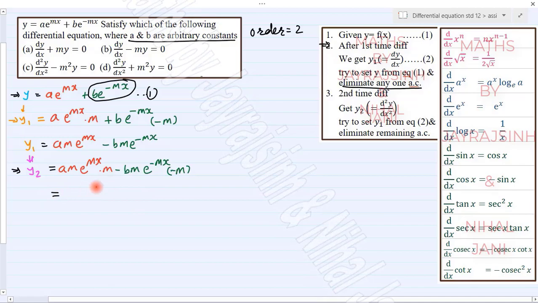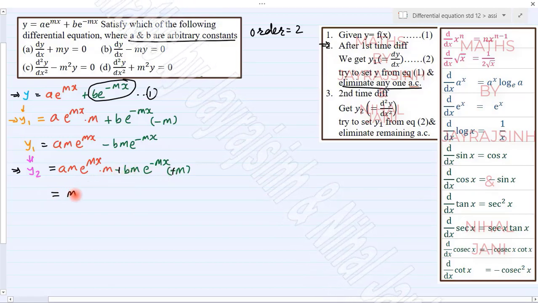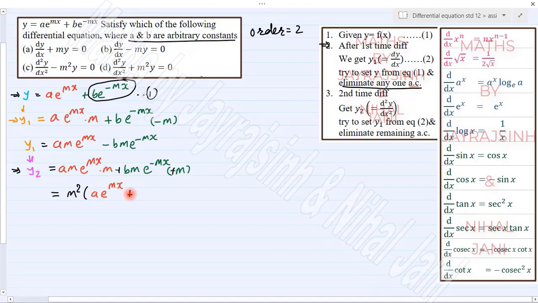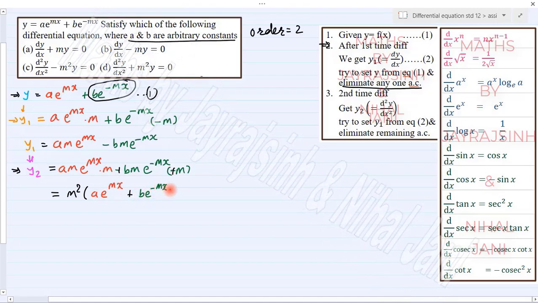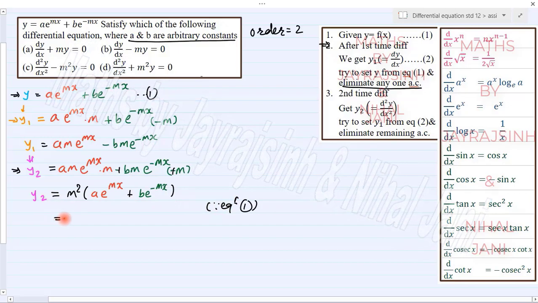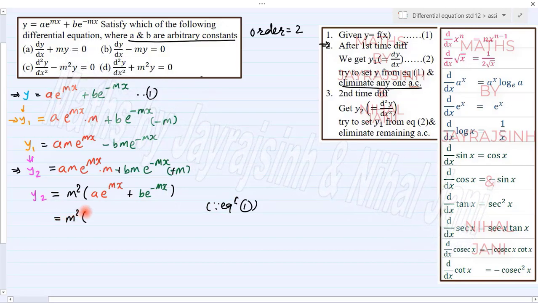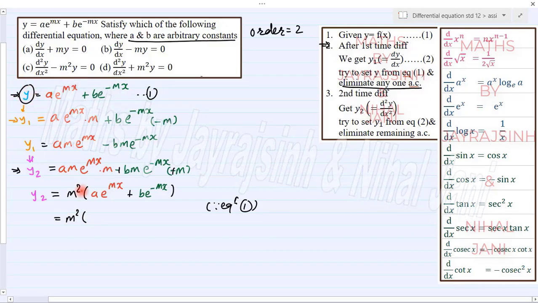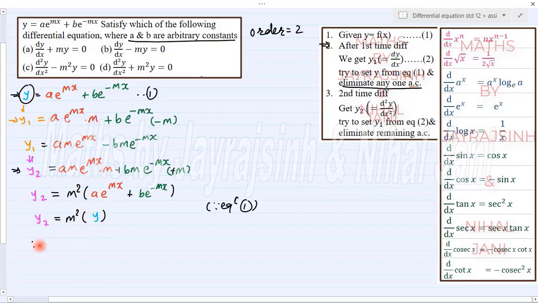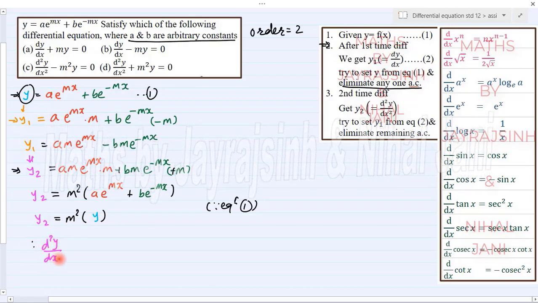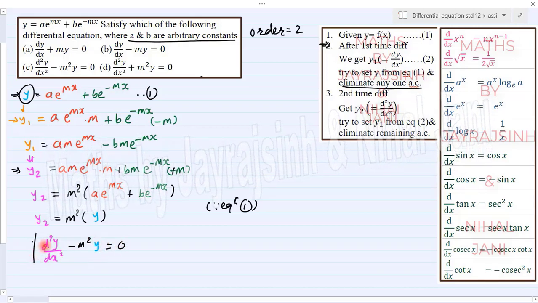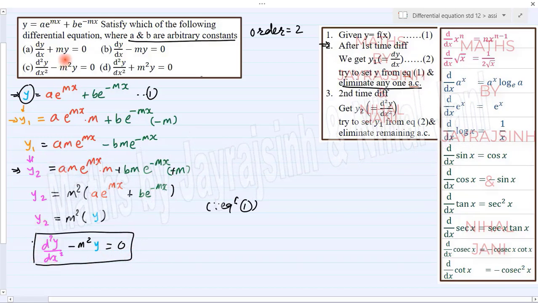Now here, as you can see, this minus minus becomes plus, and we can take m square common. So we will get m square into a e raised to mx plus b e raised to minus mx is equal to y2. Now as you can see from equation number 1, instead of this a e raised to mx plus b e raised to minus mx, we can simply write y. So y2 is equal to m square into y, or we can say d square y by dx square minus m square into y is equal to 0 is your required differential equation, which is given in option C.